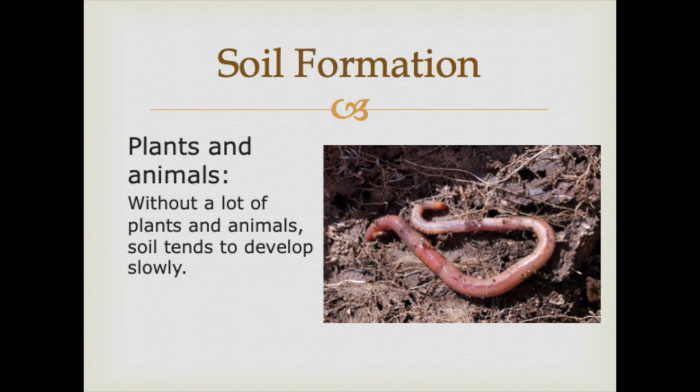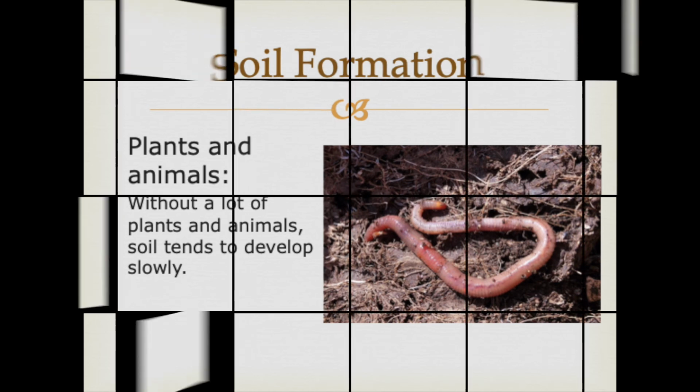Likewise, places where there's not a lot of plants and animals tend to be slow developing areas as far as soil. Once again, think about the waste that the animals put into the earth. The organic material is a must that is actually put together with the minerals so that plants can grow.